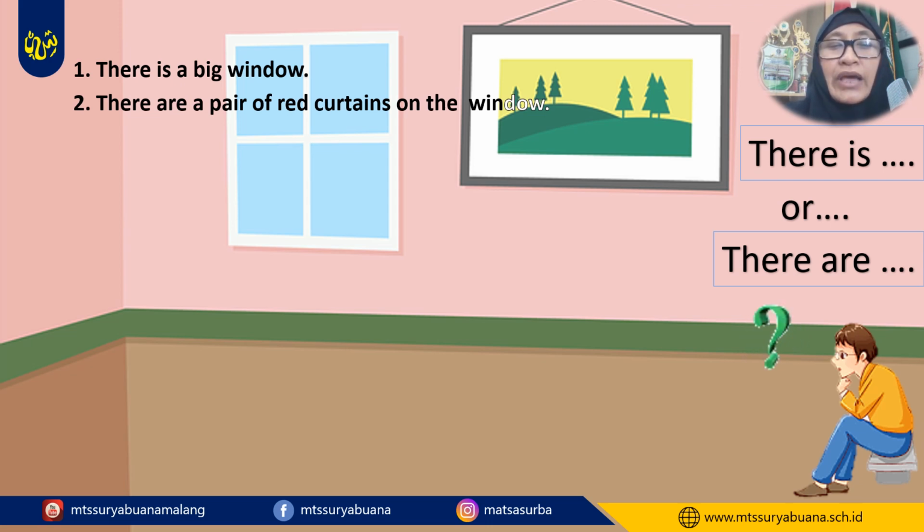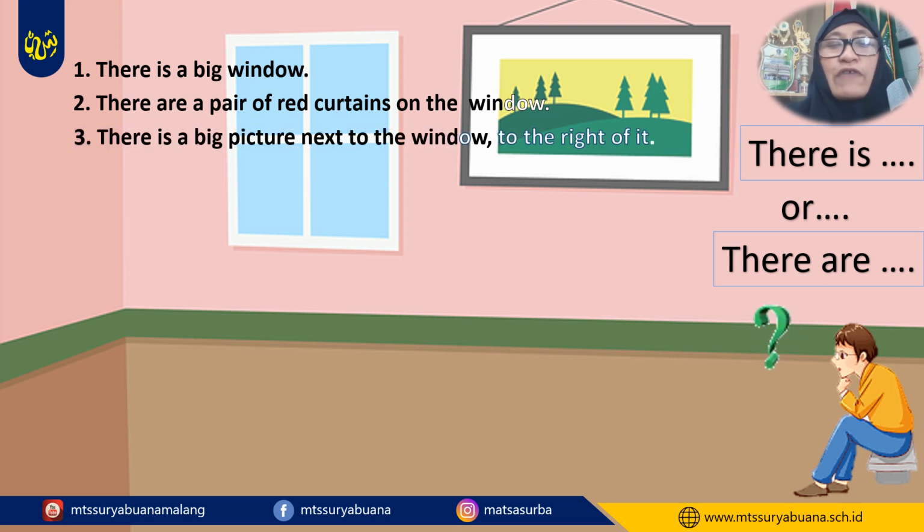There are a pair of red curtains on the window. How many curtains? There are 2, right? Okay, a pair or 2 curtains. Okay, let's continue. Number 3. There is a big picture next to the window to the right of it. There is a big picture. A big picture means there is only one picture.